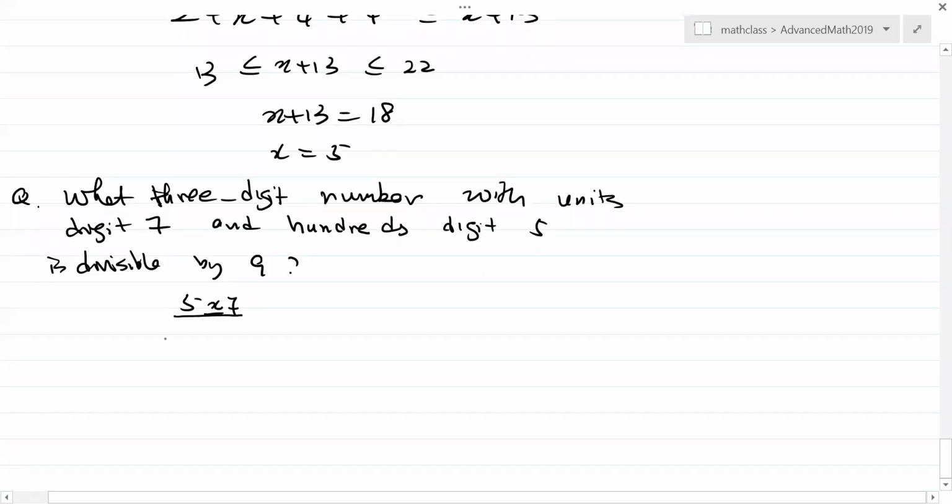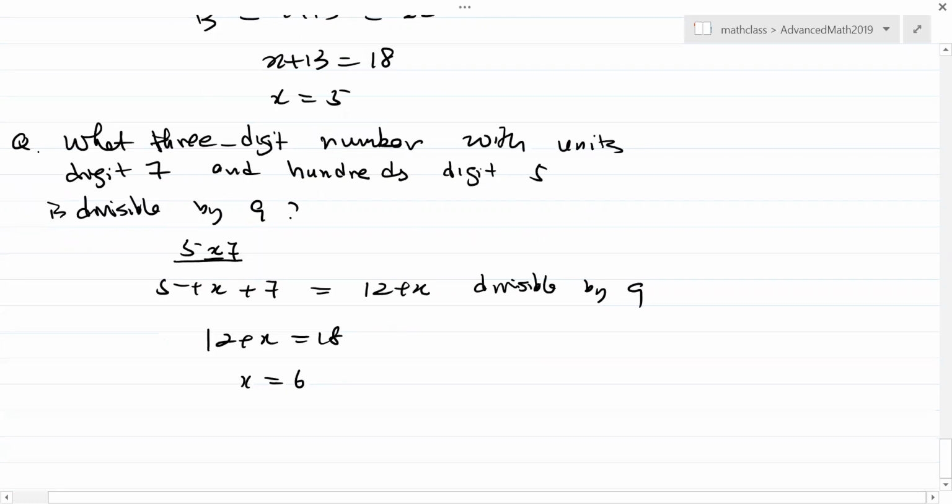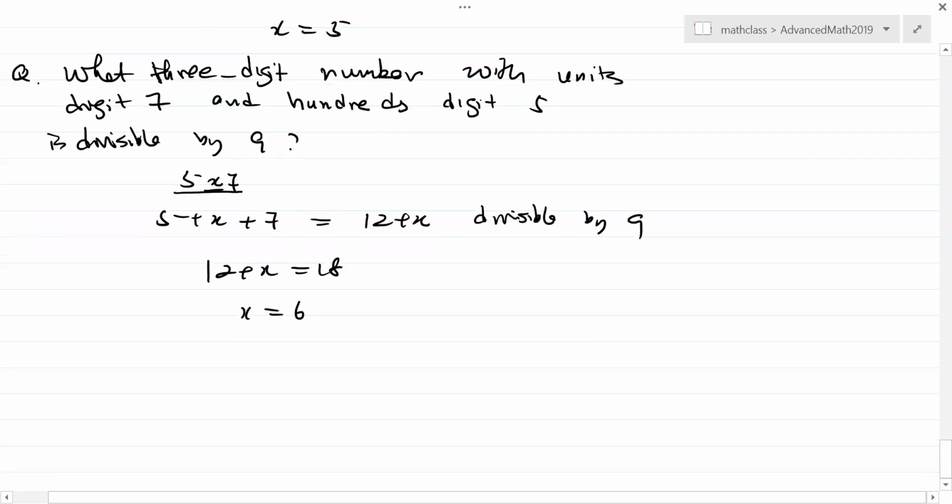567. So the way we do it is x plus 5 plus 7, which is going to be 12 plus x, right? And divisible by 9. So 12 plus x should be equal to 18. x should be equal to 6. This is the only choice.